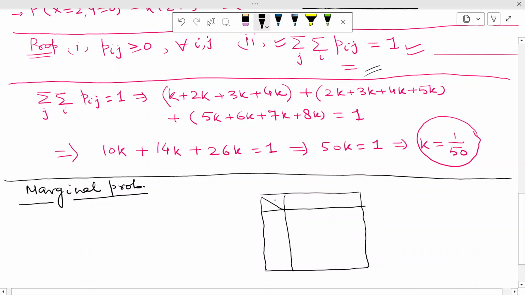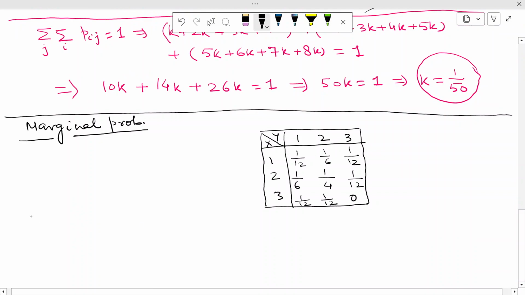So this is a very simple example. Here we have y and x, and the values of y are 1, 2 and 3, and the values for x are the same: 1, 2 and 3. And the probabilities are 1 by 12, 1 by 6, 1 by 12, then 1 by 6, 1 by 4, 1 by 12, and in the last row we have 1 by 12, 1 by 12 and 0.